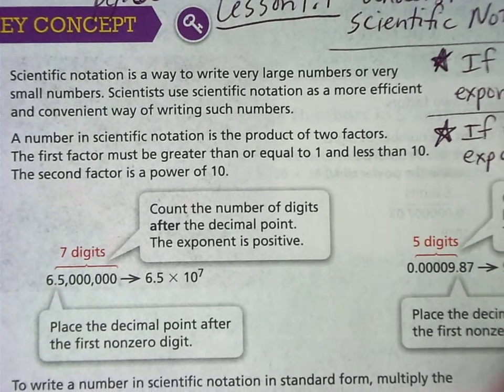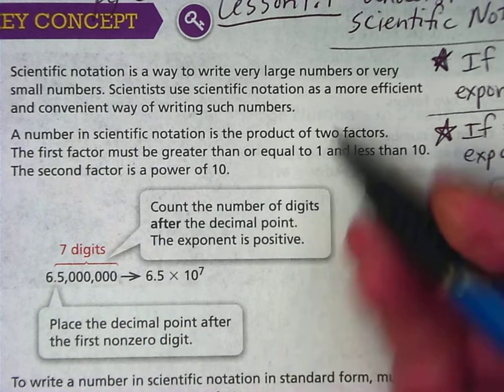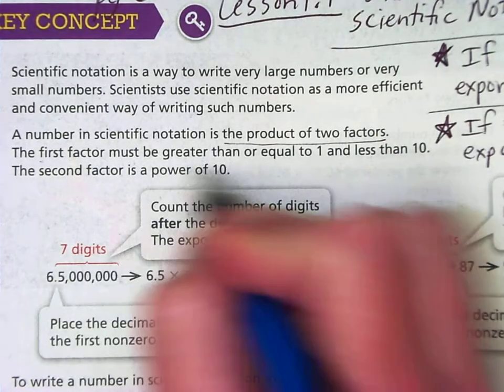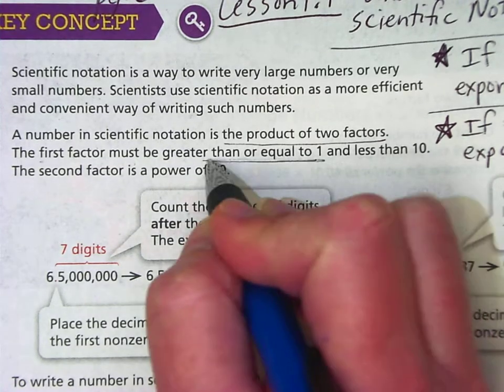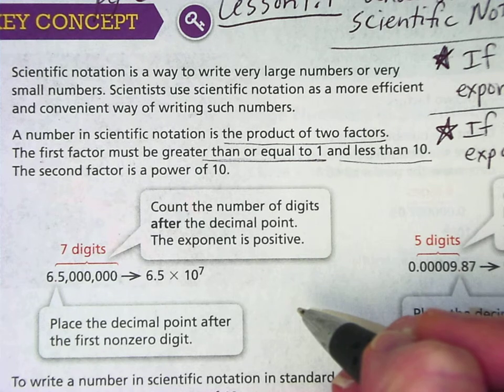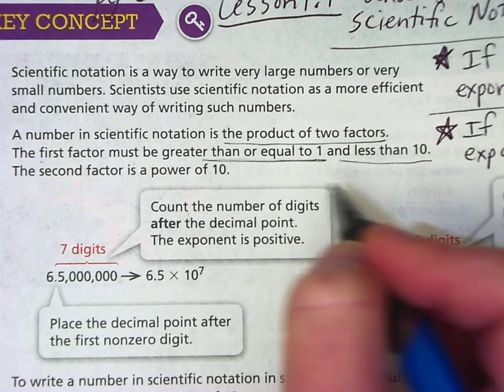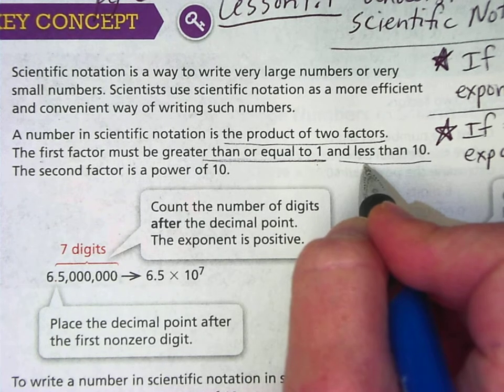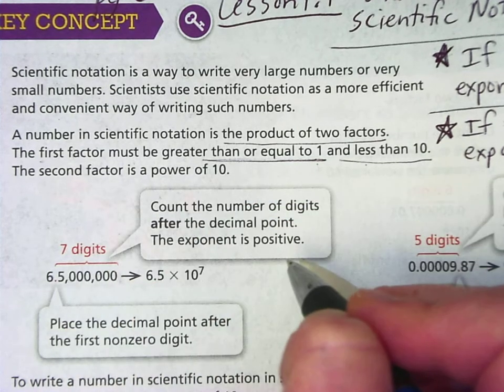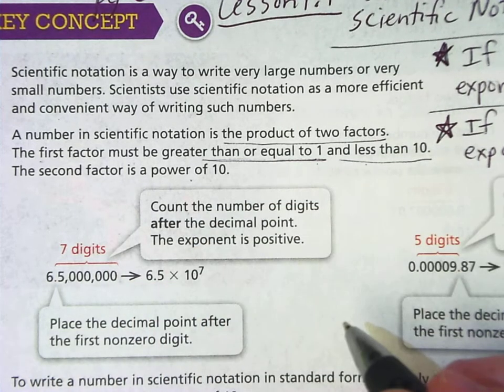Now, a number that's written in scientific notation is shown as the product of two factors. The first factor must be greater than or equal to 1 and less than 10. So your first number in scientific notation has to be 1 or more, but less than 10. So pretty much between 1 and 10. The second factor is a power of 10.